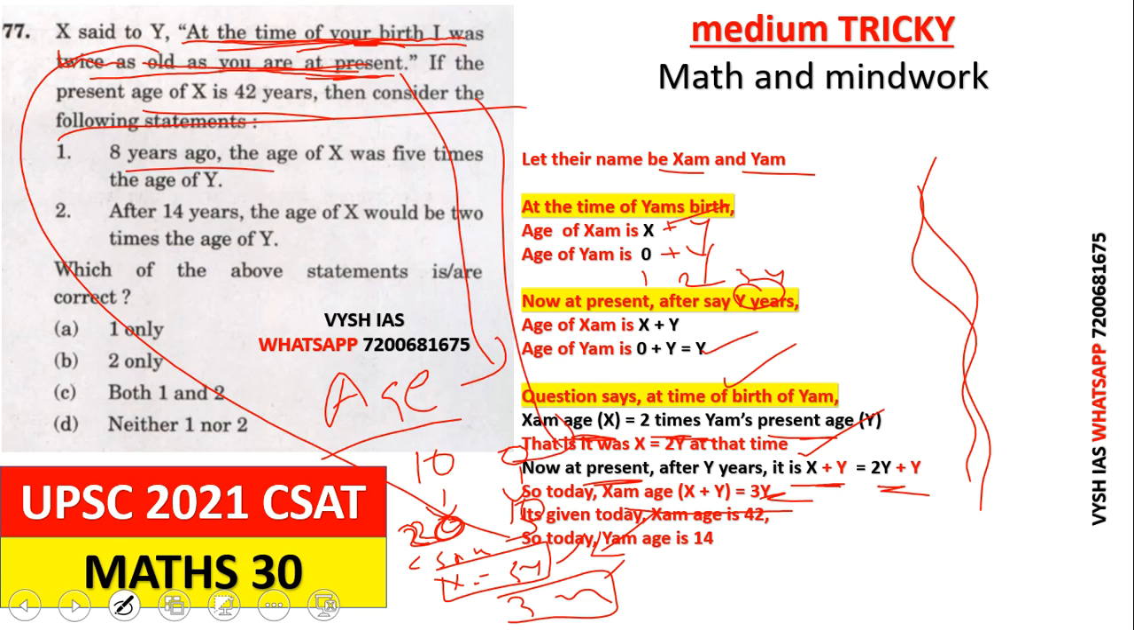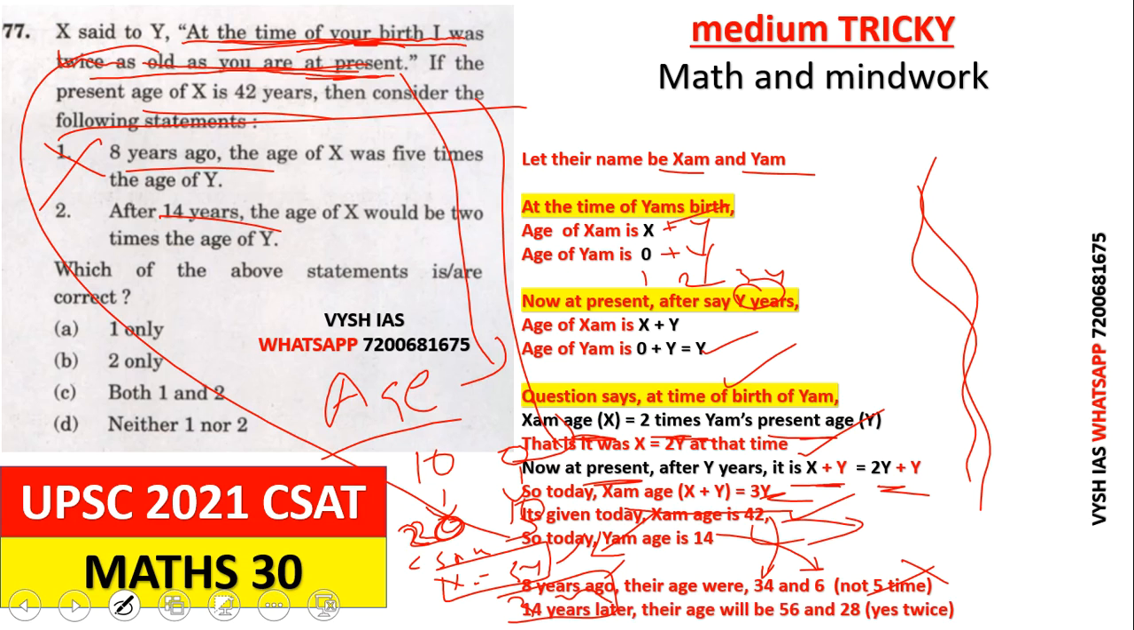Now the statement: 8 years ago, the age of X was 5 times the age of Y. Now you know the ages. 8 years ago means subtract 8. 8 years ago, 42 was 34 and 14 was 6. But is it 5 times? It is not 5 times, so this is wrong. Second one: after 14 years, what will this person become? His 42 will become 56, and his 14 will become 28.